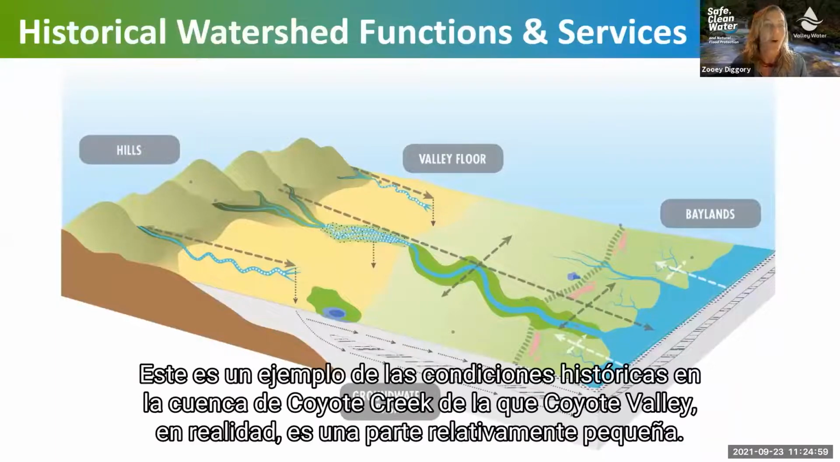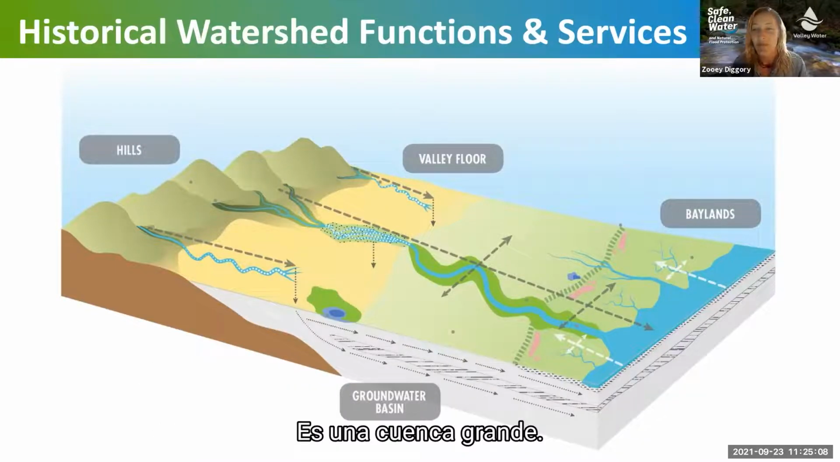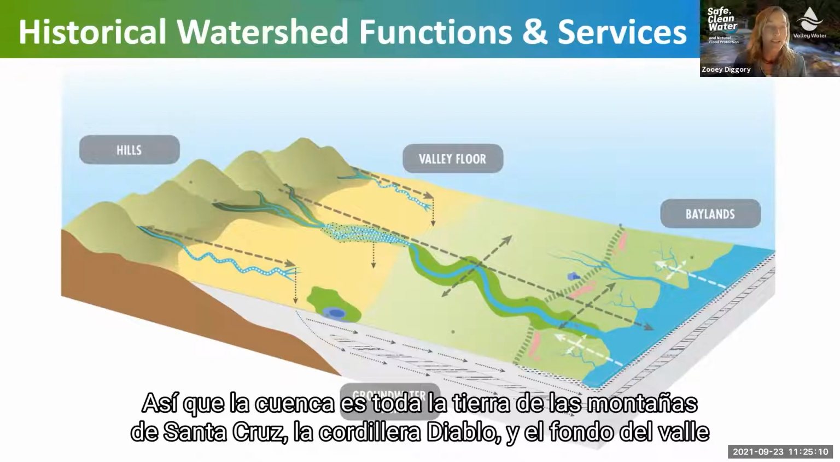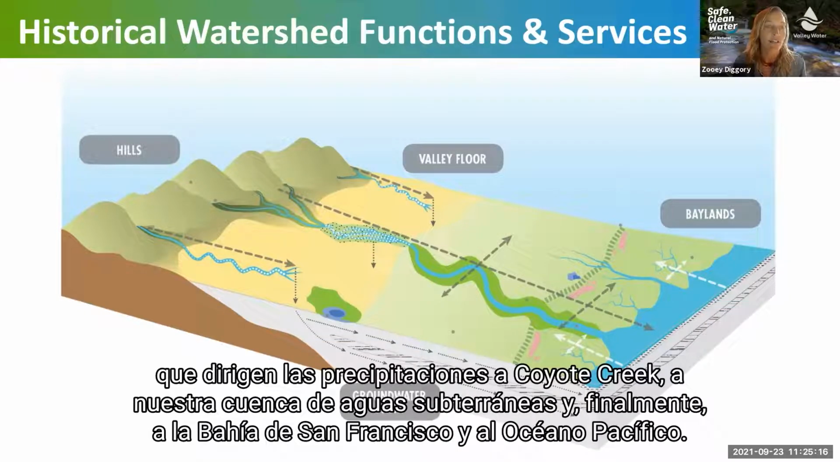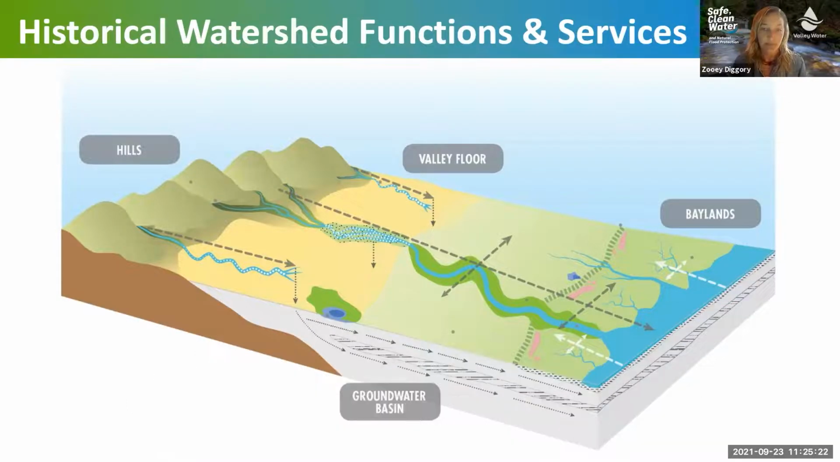So this is an example of the historical conditions in the Coyote Creek watershed, of which Coyote Valley is a relatively small part, actually. It's a big watershed. So the watershed is all of the land, the Santa Cruz Mountains, the Diablo Range, and the valley floor that send rainfall into Coyote Creek, into our groundwater basin, and eventually out to San Francisco Bay and the Pacific Ocean.